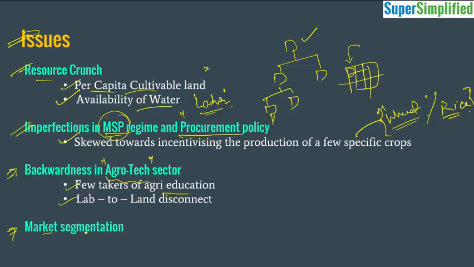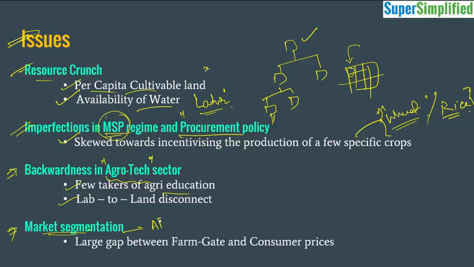Fourth and the last reason is market segmentation, and this is mainly because of the APMC Act, the Agriculture Produce Marketing Committee Act. So because of this act, a farmer who is living in a particular area can only market his produce to the APMC committee in that region. So because of all these skewed policies, there's a large gap between the farm gate price and the consumer price. So what the farmer is getting is very less, and what the consumer is actually paying is very high.